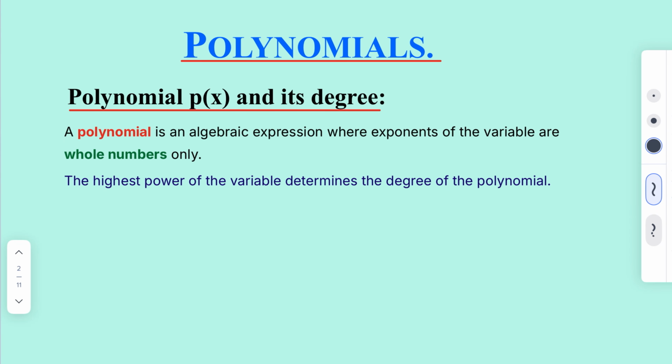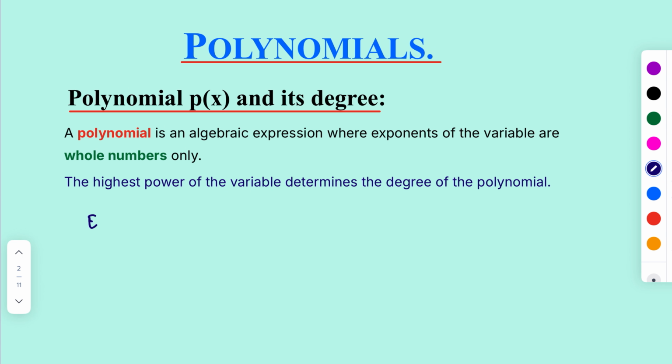Today we will discuss polynomials, the polynomial chapter, which is chapter number 2. So a polynomial is an algebraic expression where exponents of the variables are whole numbers only.